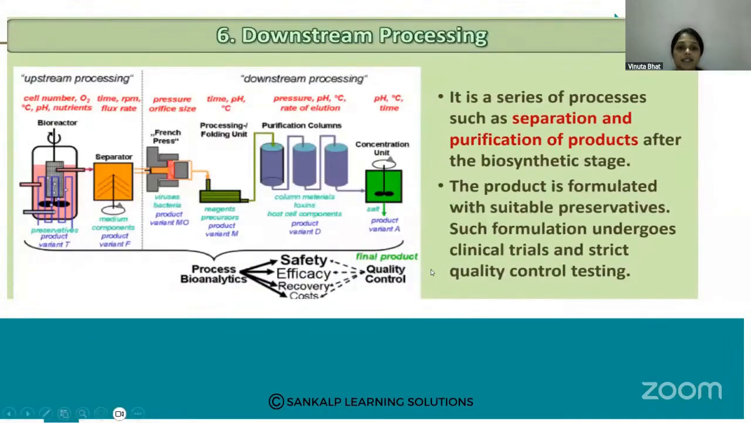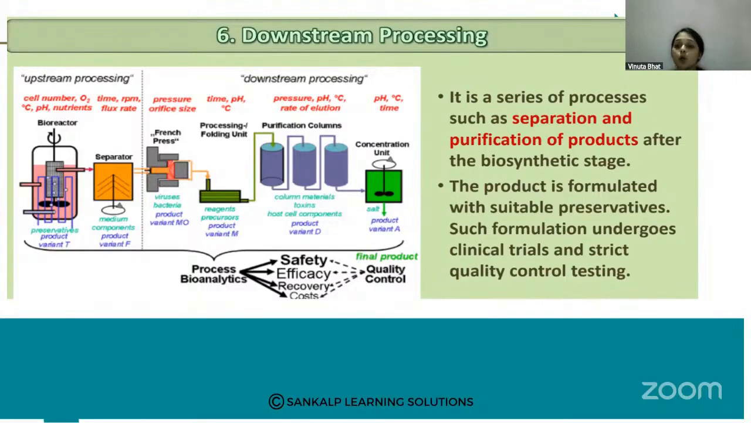Then the last step is downstream processing. So what is this downstream processing? It is the series of processes such as separation and purification of the products after the biosynthetic stage. So downstream processing means a series of processes that helps in the purification of the products. Already we obtained the desired gene product; to purify that product, this downstream processing is used.